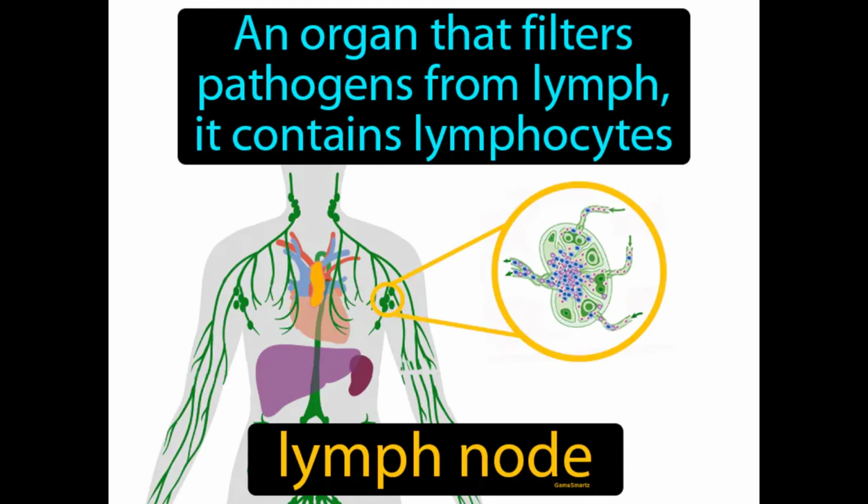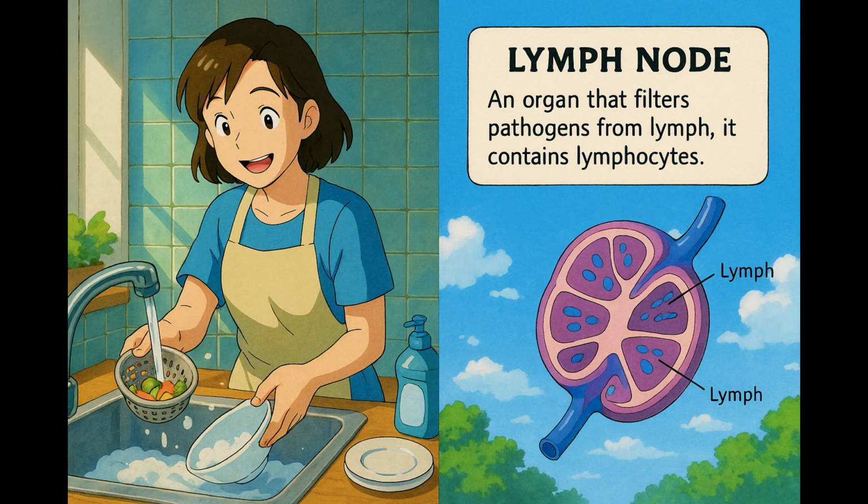An organ that filters pathogens from lymph, it contains lymphocytes. Lymph node. Lymph nodes are small structures in your body that help fight infections by filtering harmful substances and storing immune cells. Imagine your kitchen sink strainer catching food scraps to prevent them from clogging the drain.